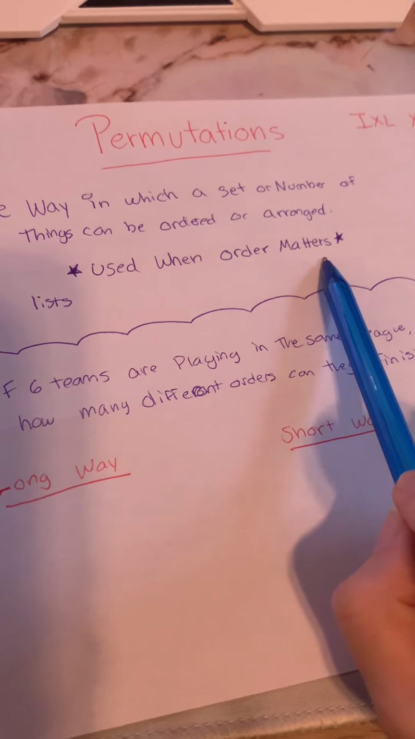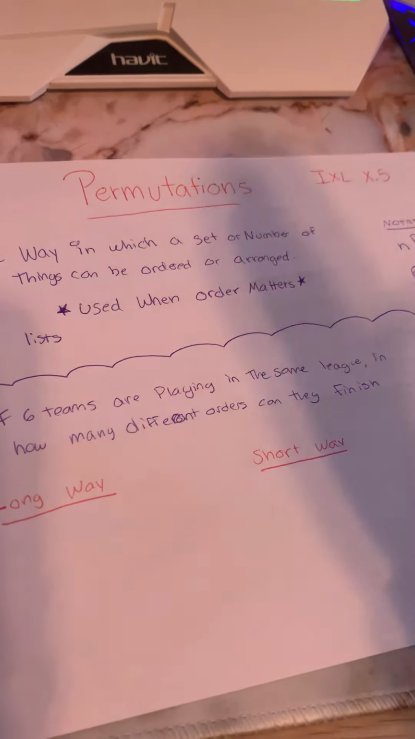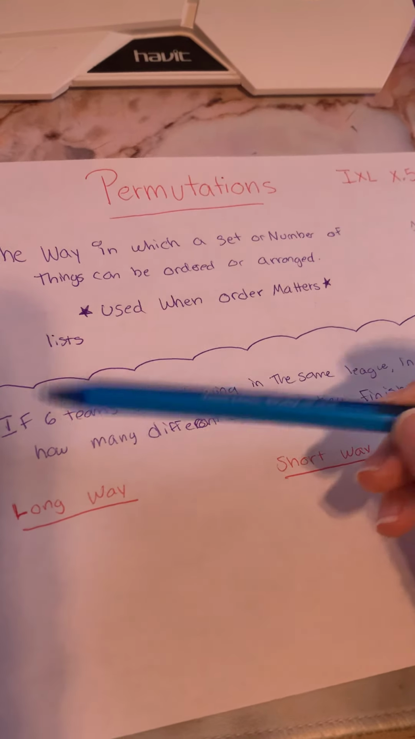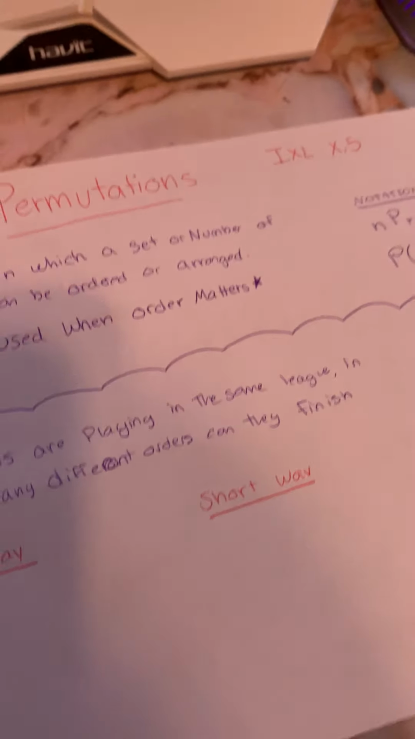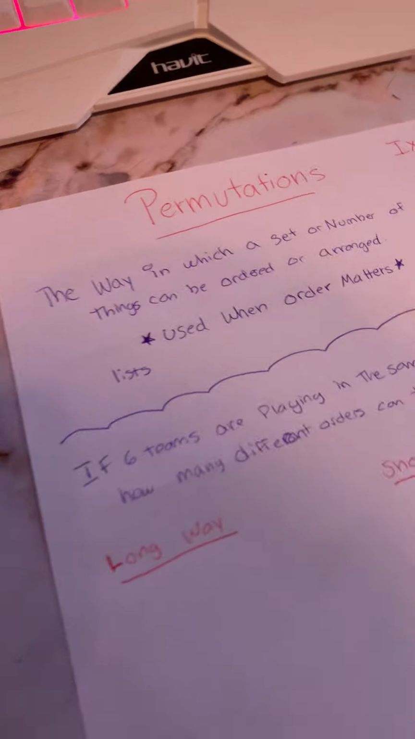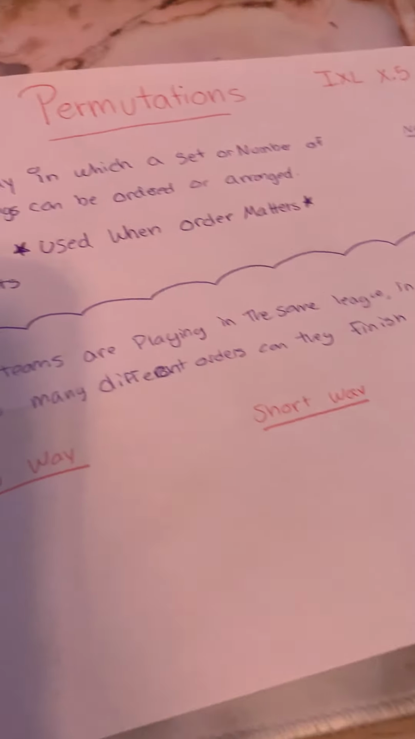This is used when order matters. We can't put one book in 2 different places, so it matters where it goes in the thing. Lists are examples, putting books on bookshelves or making a roster for a team, things like that.